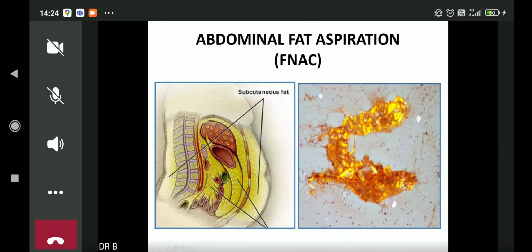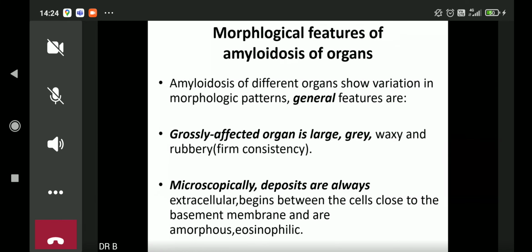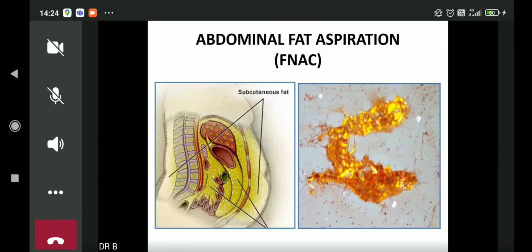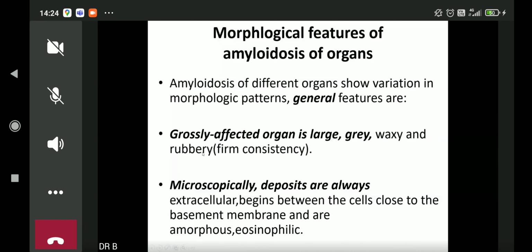This is a diagram which shows the abdominal pad of fat. Here you do a subcutaneous aspiration, a fine needle aspiration, and you demonstrate it with the stains I have enumerated to see whether the patient might be suffering from amyloidosis. It is the easiest, least invasive technique.